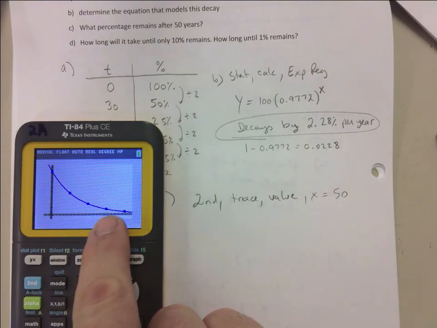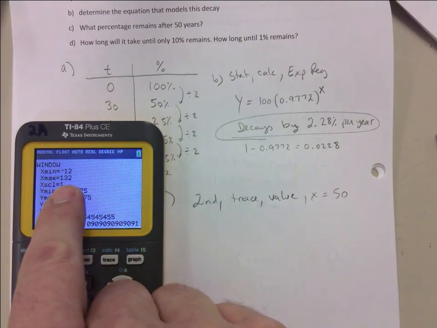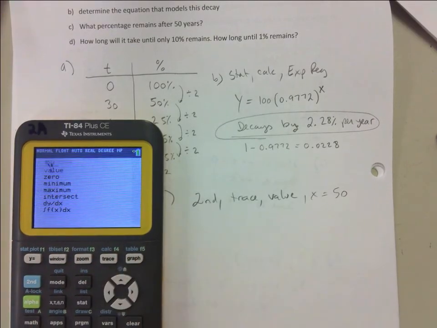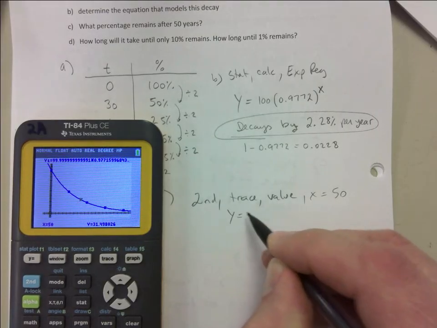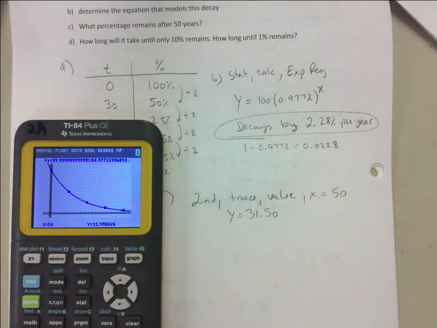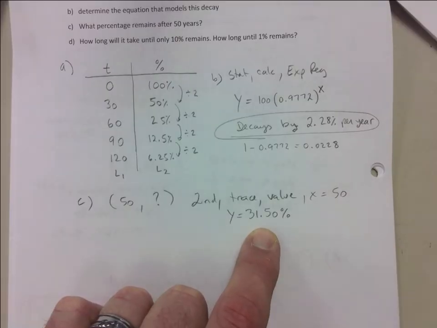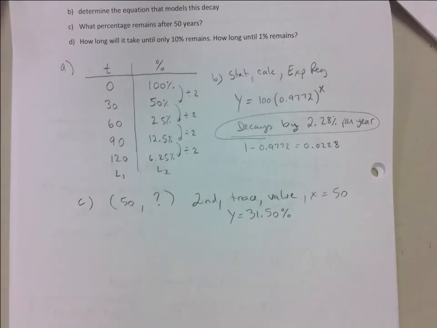Will 50 fit in here? I don't know. I'm going to go window. My X max is 132. It's going to work for me. Second trace value, X is equal to 50. And Y is equal to 31.498, which rounds to 31.50. And that will be percent, right? We're talking percent. So 31.50% is going to be remaining at that point.